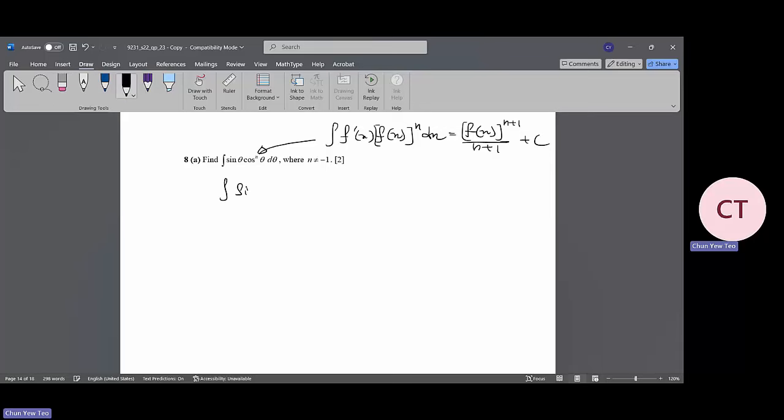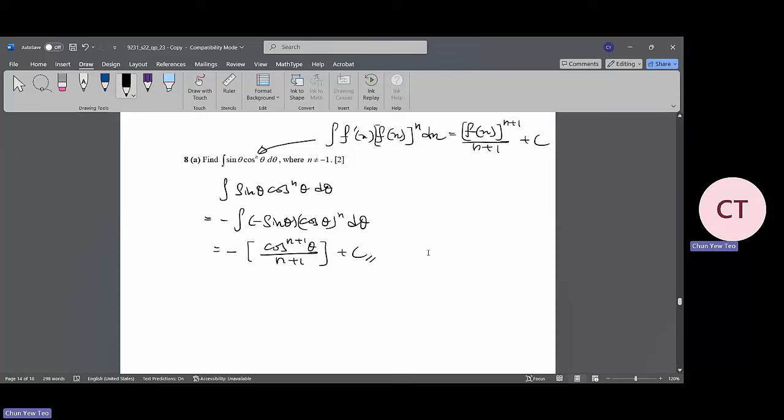So sin θ cos^n θ dθ is actually negative of negative sin θ (cos θ)^n. By arranging them in this way, it now fulfills this form, so we can integrate them directly. If we integrate directly, you will get negative cos^(n+1) θ over n+1 plus c. Done. That will be the answer for number 8a. Okay, so now we move on.